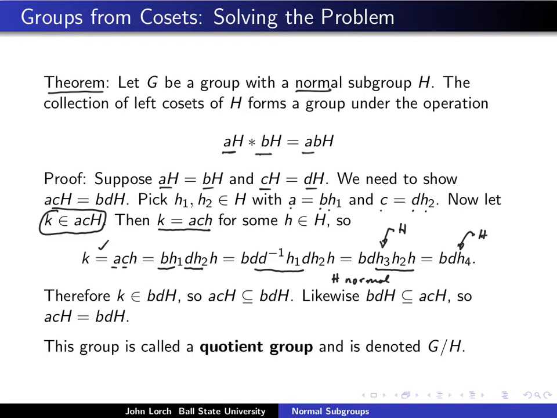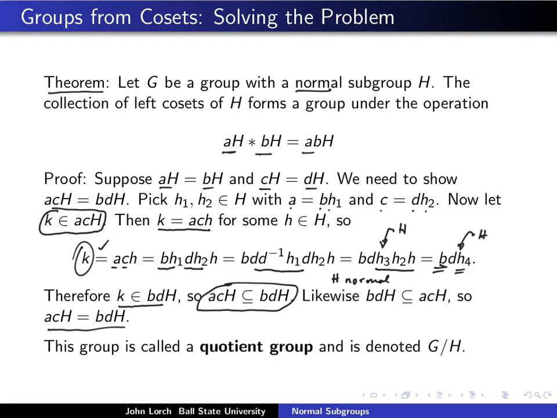And therefore, this little k that we started with is written as b times d times something else in H. In other words, k lies in the left coset bd times capital H. And that allows us to conclude this subset relationship here. And a very similar argument will give you the opposite inclusion, and therefore the two cosets are equal, and that's what we wanted to show.